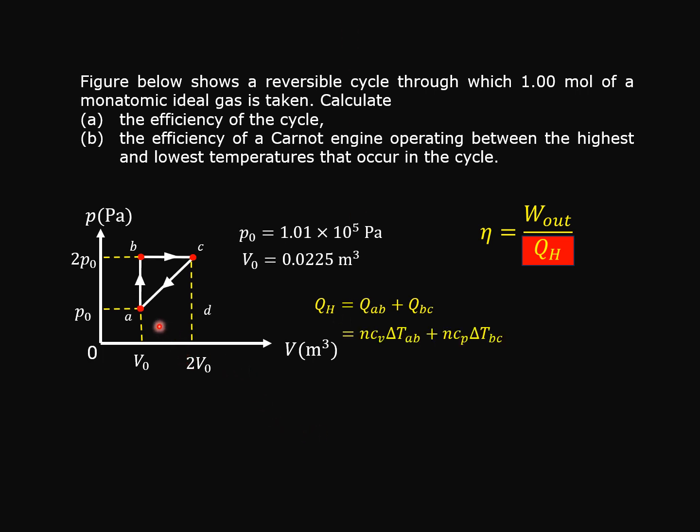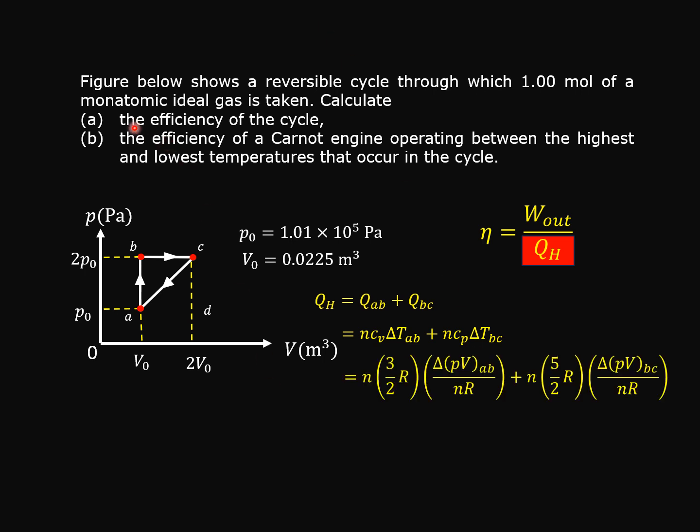As mentioned before, the process from A to B is the isochoric process. So QAB can be written as nCV delta T AB, and from B to C, this is isobaric, so we have nCP delta T BC in the second term. For a monatomic ideal gas, the CV value is 3/2 R and the CP value is 5/2 R.